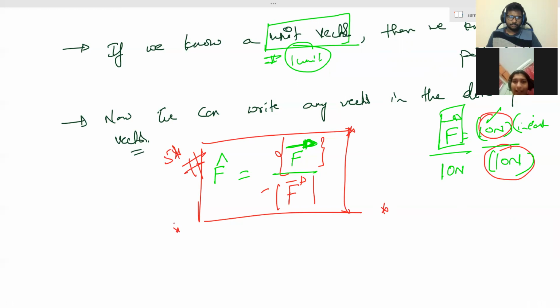Can you read the second point, sir? Now we can write any vector in the direction of the unit vector, which is passing in the direction of the unit vector. Got it? This is another 5-star concept.